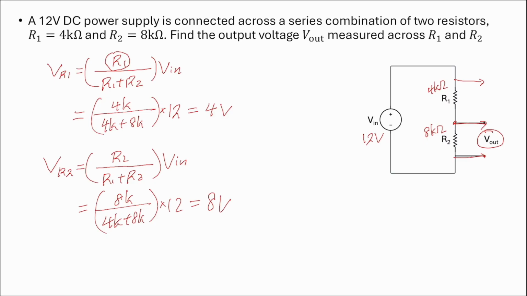Now you can see the sum of 4 volt and 8 volt is equal to 12 volt. So the 12 volt is the input, and with R1 and R2 connected in series, it divides the 12 volt into 4 volt and 8 volt. The higher the value of the resistor, the higher the voltage you will get.